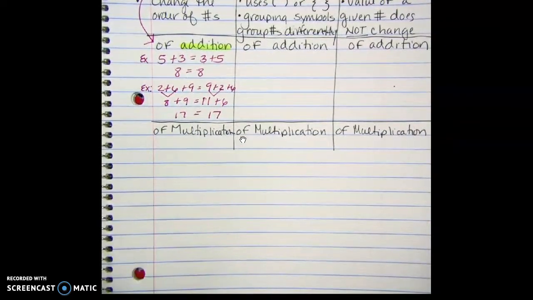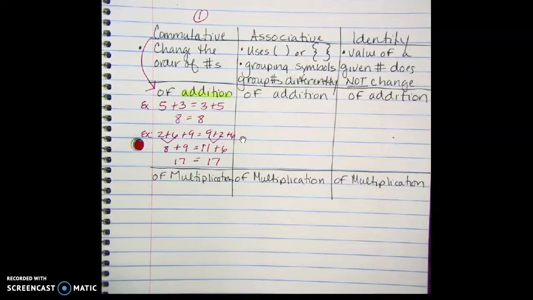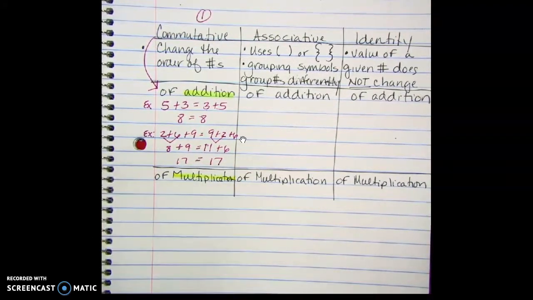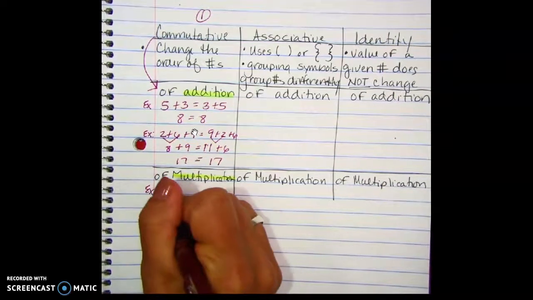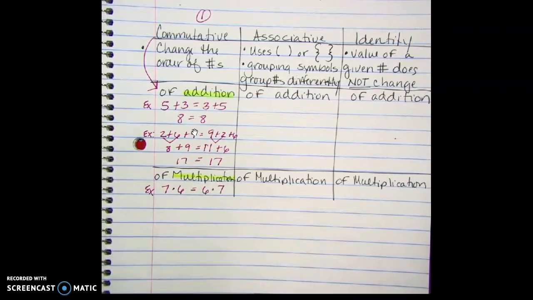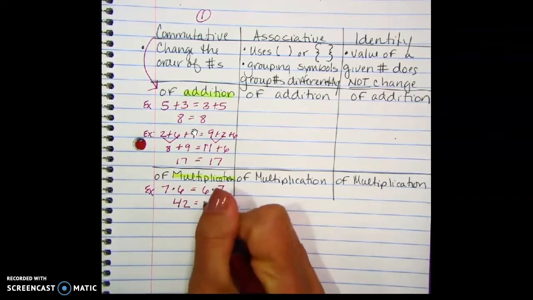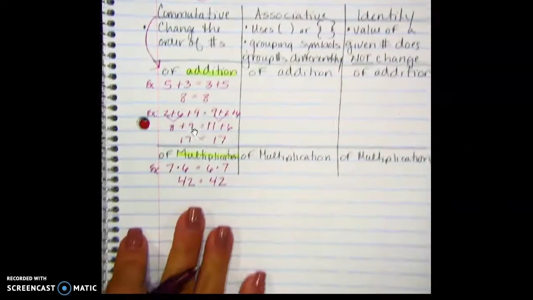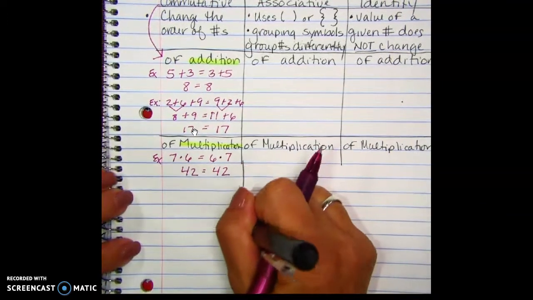Now we're going to take a look at the commutative property of multiplication. I'm going to highlight that as well because I need to make sure I know which one's addition and which one's multiplication. So here's our example. Well, if I take 7 times 6, does it equal 6 times 7? Let's prove that it does. 7 times 6 is 42. And because I know fact families, I know 6 times 7 is 42. So we just proved it. That is true.